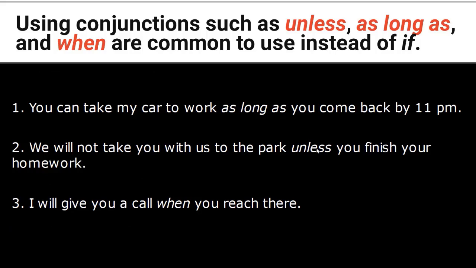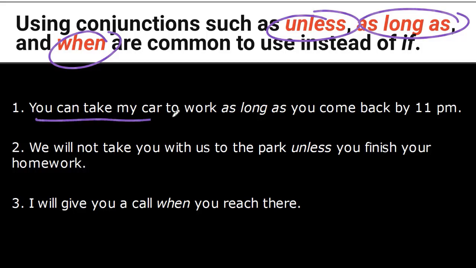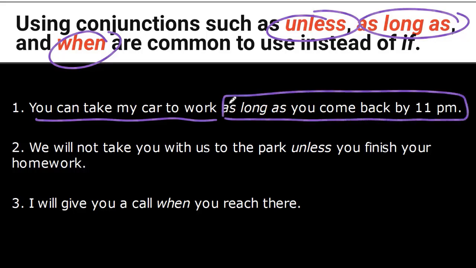Now, note this: you can use conjunctions such as as long as, or when instead of using the conjunction if in the if clause, the condition clause. All right. For example, you can take my car to work. You can do this as long as you come back by 11. If you come back by 11, as long as you come back by 11, you can do something. You can take my car to work. All right. So we've used the conjunction as long as here.